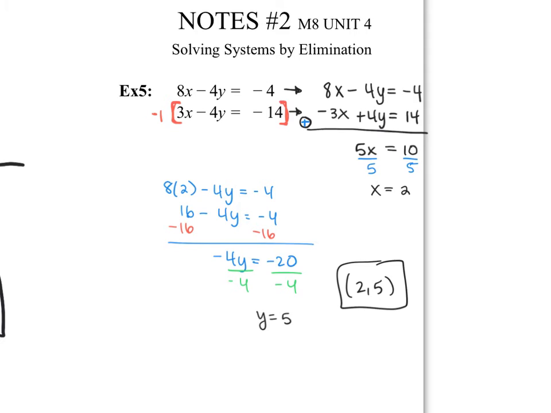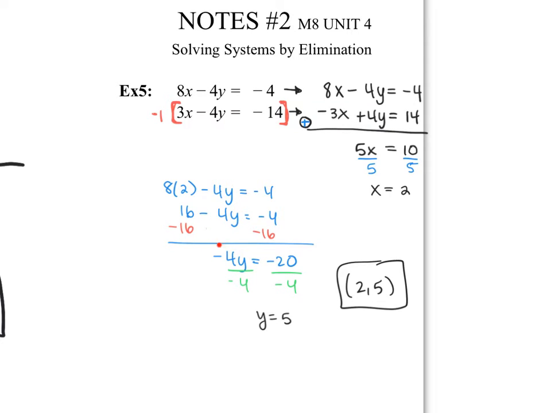So on example 5, to get x by itself, I divided both sides by 5 to get an x coordinate of 2. I then put that in this top equation here and did 8 times 2, which is 16, minus 4y equals negative 4. Now remember, we're trying to get a positive 16 to become a 0, so that means we would do 16 minus 16 because that's 0.